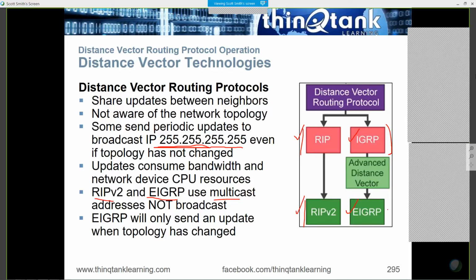EIGRP does incremental updates. It only sends out updates when they're necessary, and it only sends out the update information. It doesn't send out its entire database. That's where the enhanced part comes in. That's where the advanced part comes in. EIGRP took those characteristics from link state. The periodic updates are gone. We're doing incremental updates, and we're only sending out the changes.